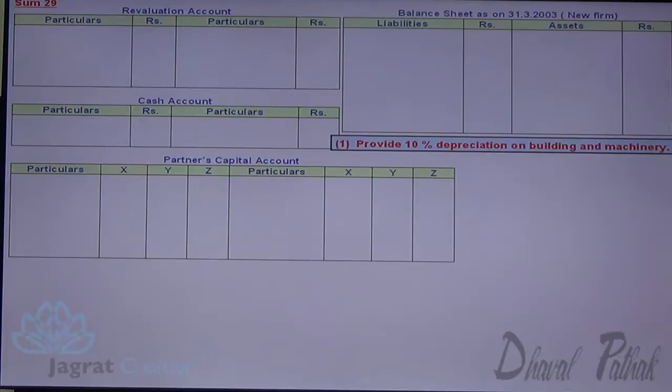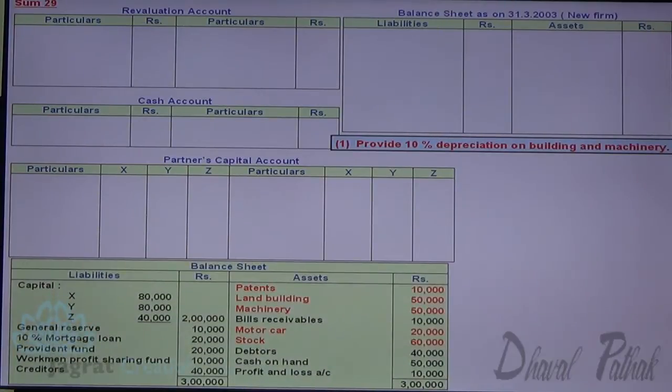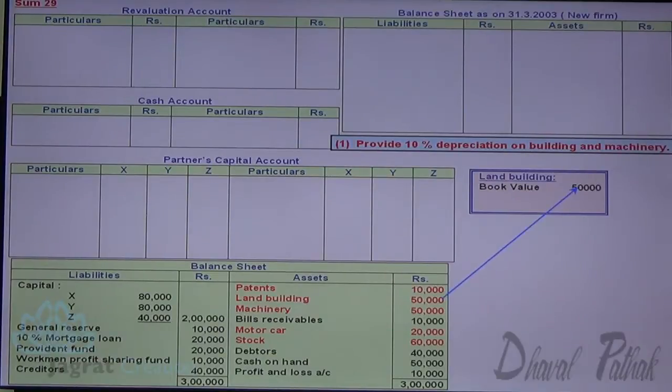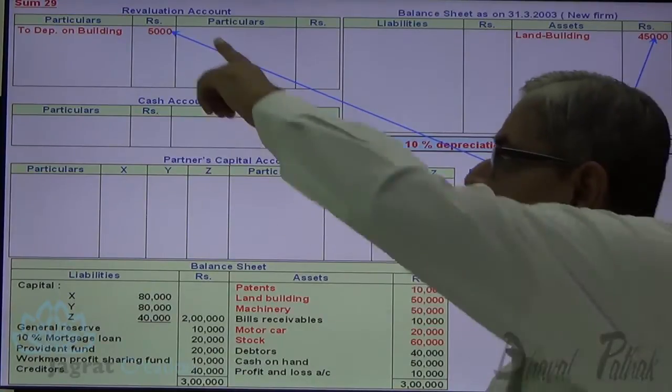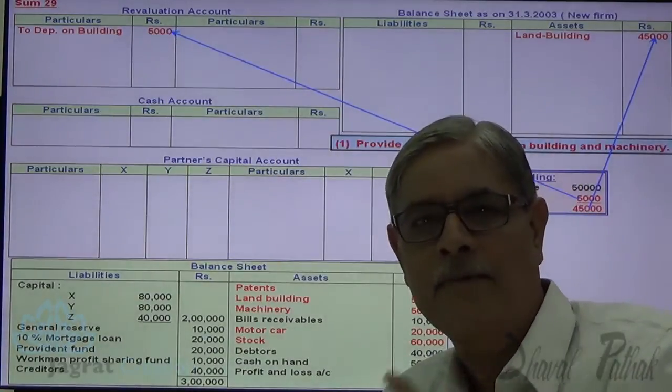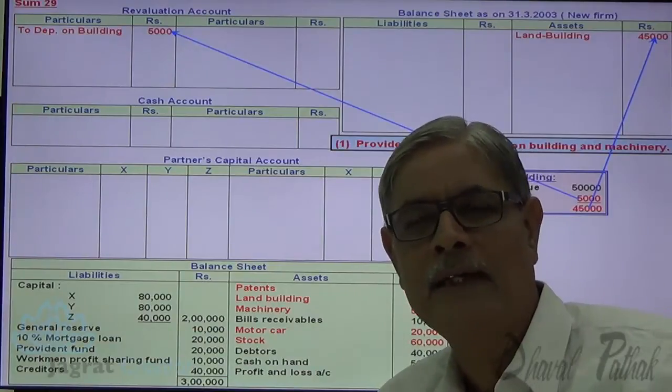Provide 10% depreciation on building and machinery. So land and building 50,000. 10% depreciation there on 5,000. So 45,000 is the value that will appear in the balance sheet. And decline 5,000 debited to revaluation account. So journal entry for that is revaluation account debit 5,000 to building account credit 5,000.